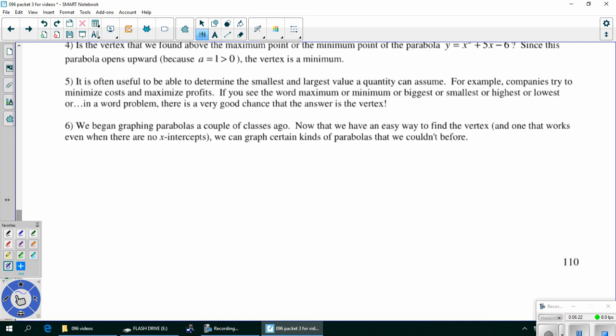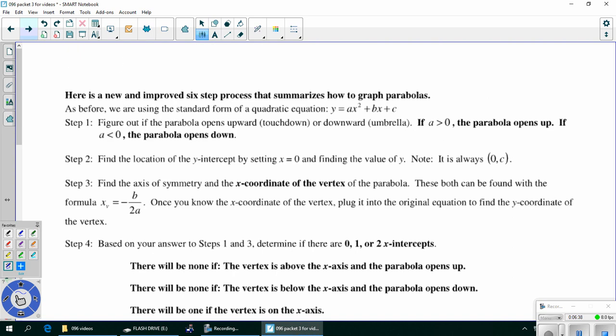We began graphing parabolas a couple of classes ago. Now that we have an easy way to find the vertex and one that works even when there are no x-intercepts, we can graph certain kinds of parabolas that we couldn't before. Every parabola that you graphed a few classes ago had some x-intercepts because we didn't know how to do anything when the graph didn't have x-intercepts. But now that we can find the vertex without x-intercepts, we can graph a larger class of parabolas.